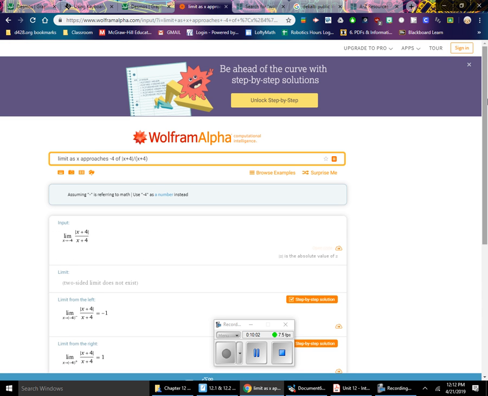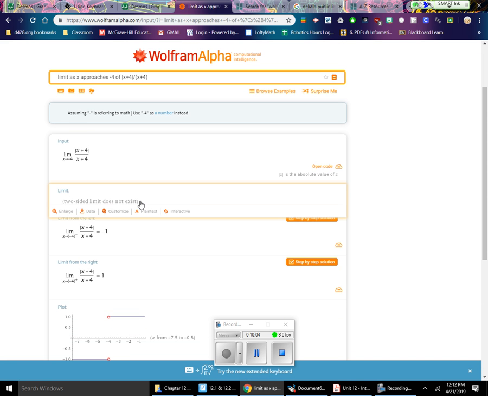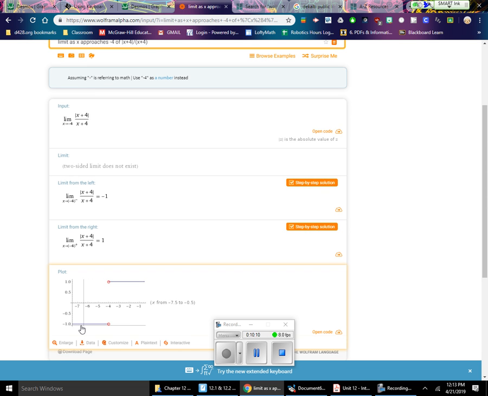So the reason I wanted to do this one on Wolfram Alpha is to show you exactly what it's showing me right here. Two-sided limit does not exist. They even give you a pretty picture here where you've got your function with a jump discontinuity. So they did give us the left and the right limits. We'll talk about that in the next section. What we're looking for right here is this, the two-sided limit. The overall limit of this function does not exist.